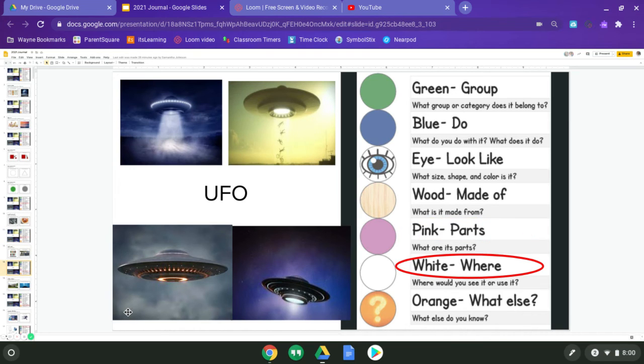All right, guys, so now we have white, and white is where. So where would we see a UFO? Where would we see this? Think about maybe a place that you would see it, or where would it be if you did see it? Would it be on the ground? Would it be up in the trees? Would it be up in the sky? Think about that as you answer the question.